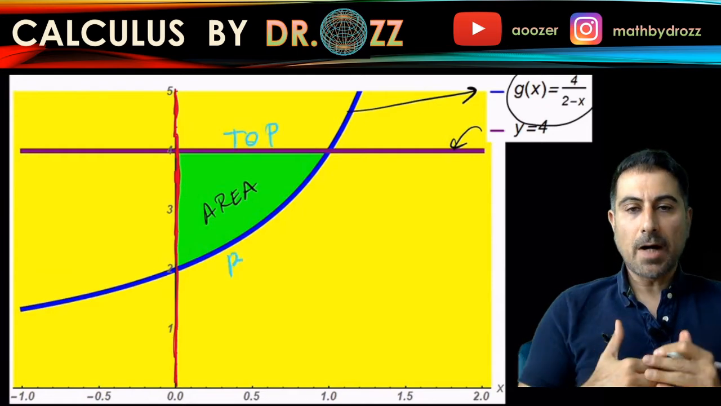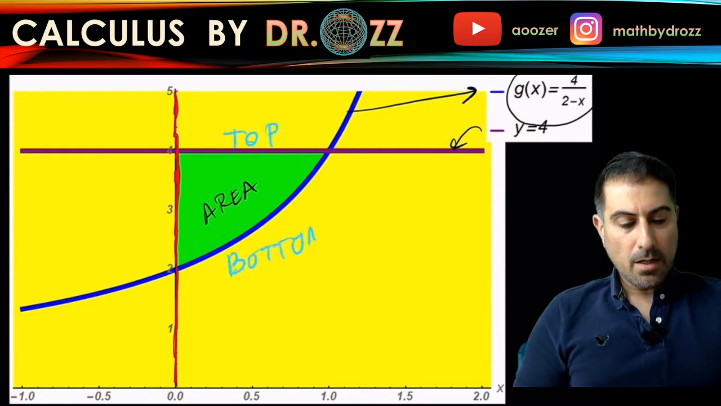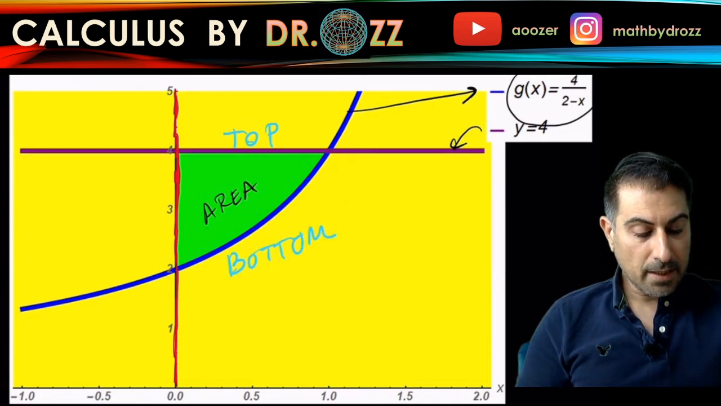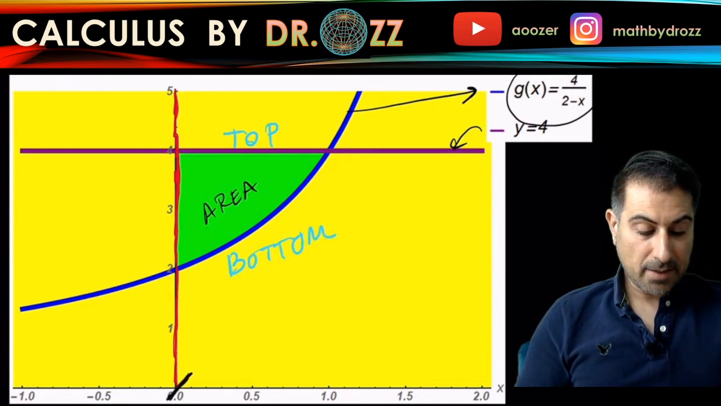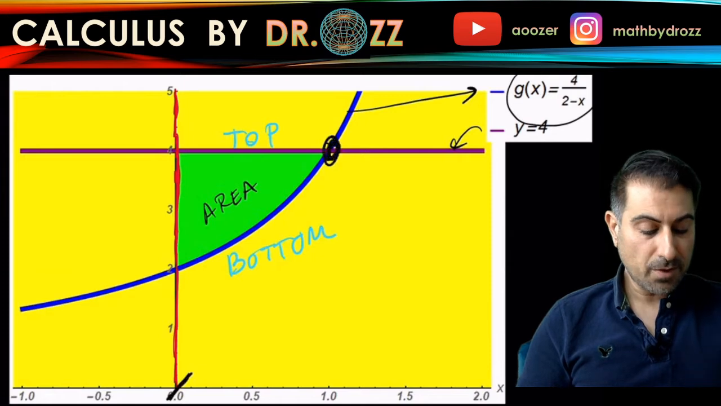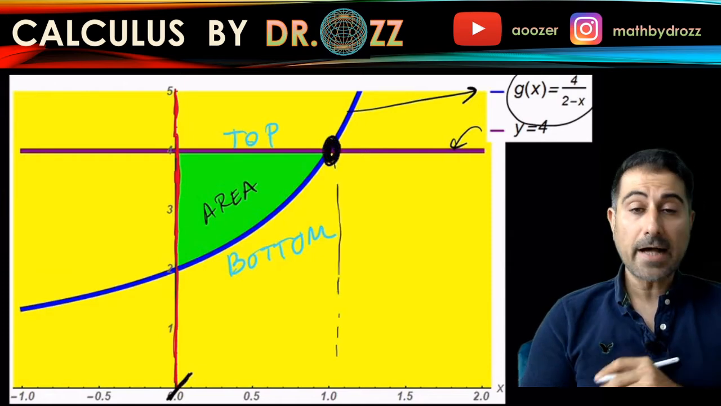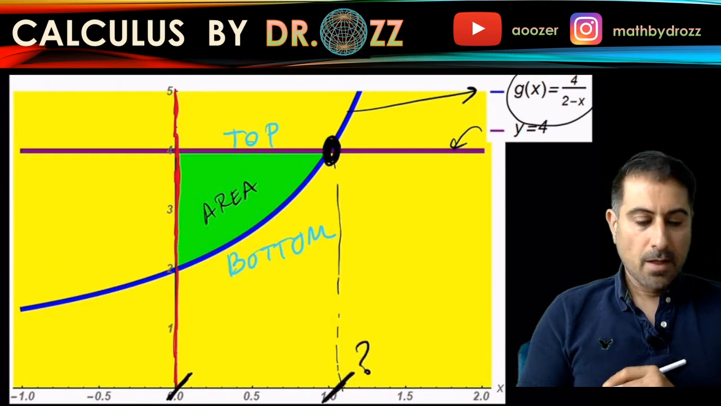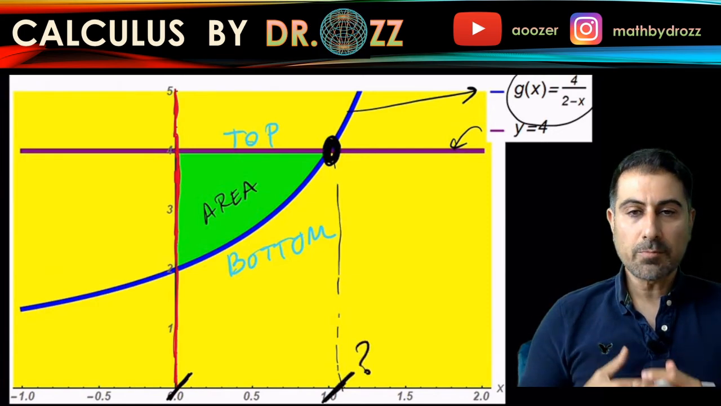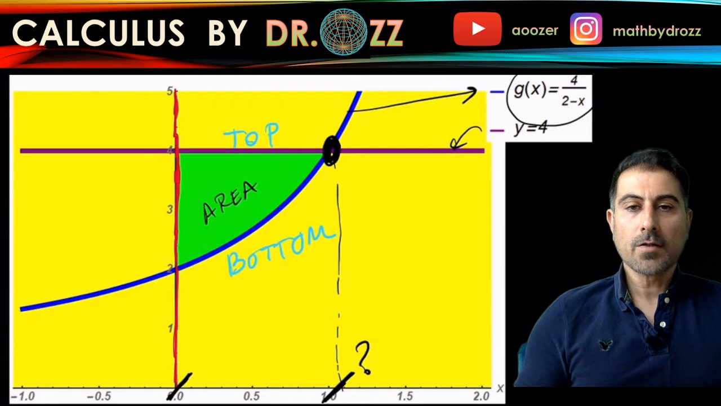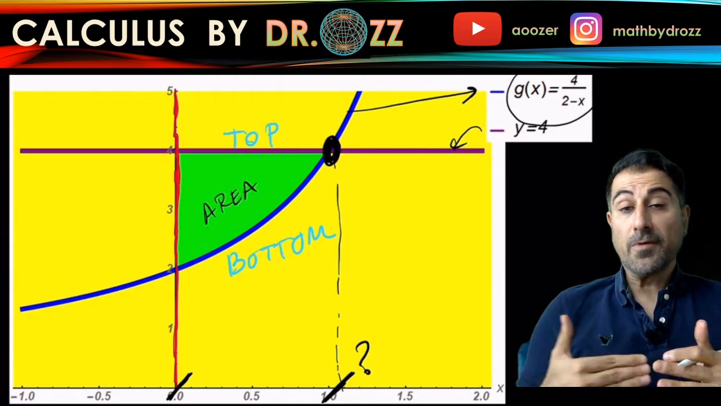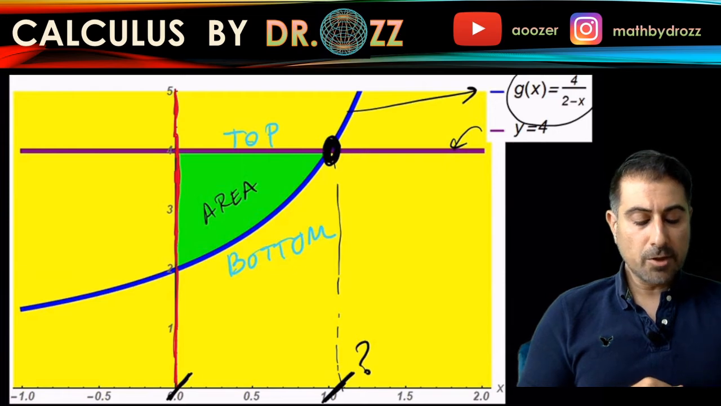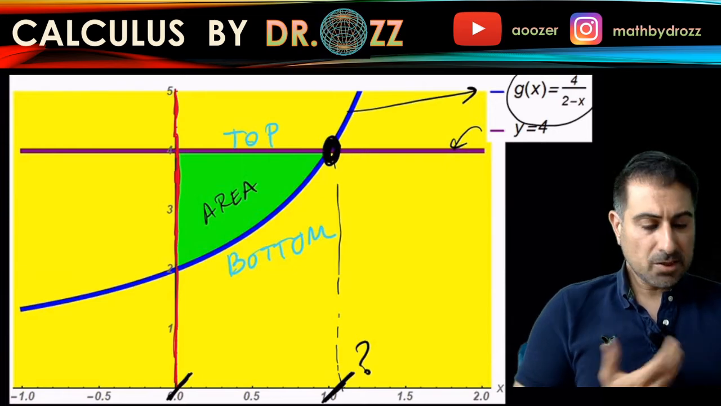So top minus bottom for the integral integrated from x equals 0 to whatever the x is for this point. So we have to figure it out. Essentially the area is represented by the top function minus the bottom function, integrated from 0 to this number. Let's just find it out.